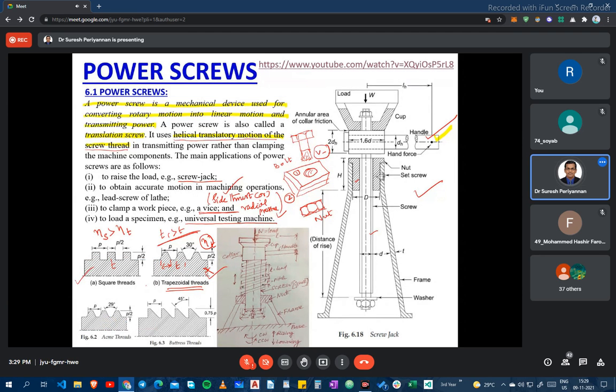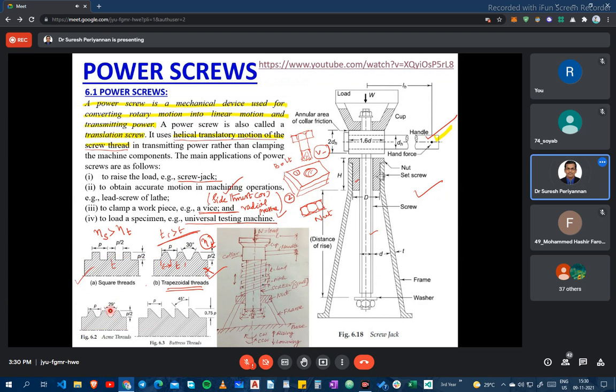Now I come to the ACME thread. As a mechanical engineer, you should understand these types of threads, and what their advantages and disadvantages are. Now, for ACME threads, the helix angle in trapezoidal threads is 30 degrees, but here it is 29 degrees.